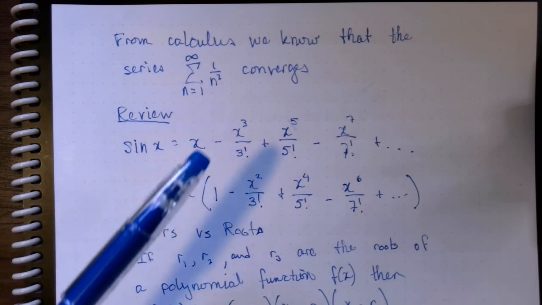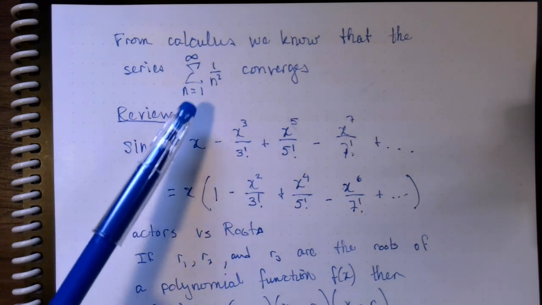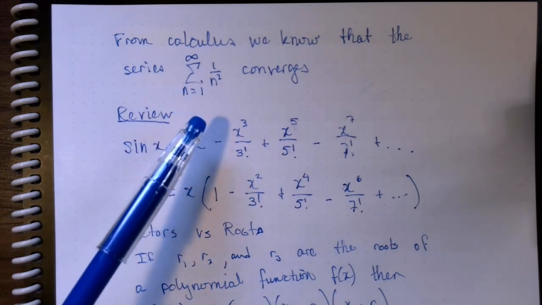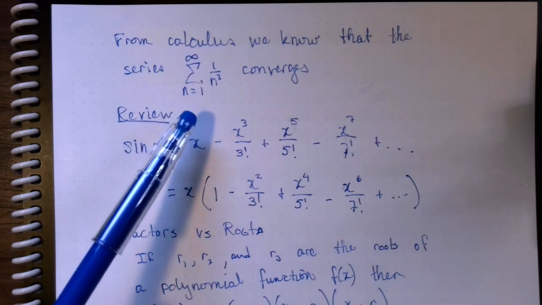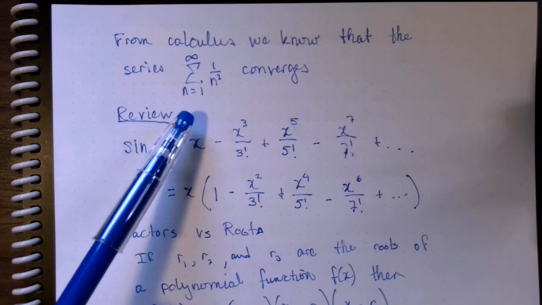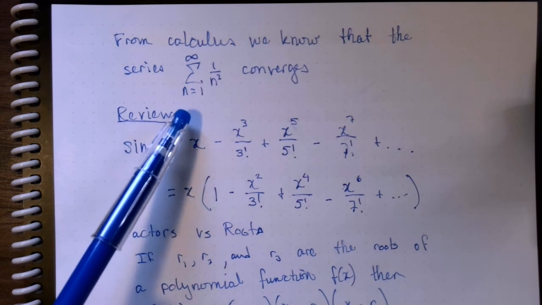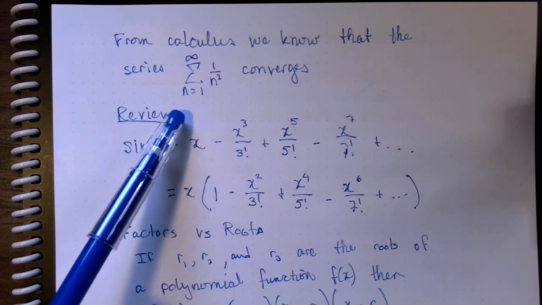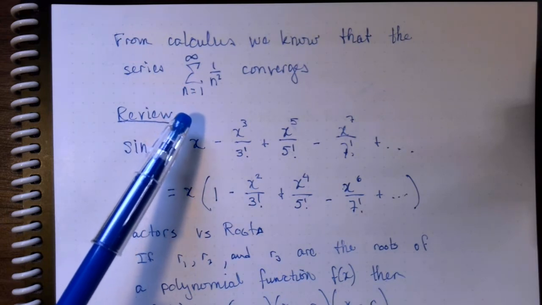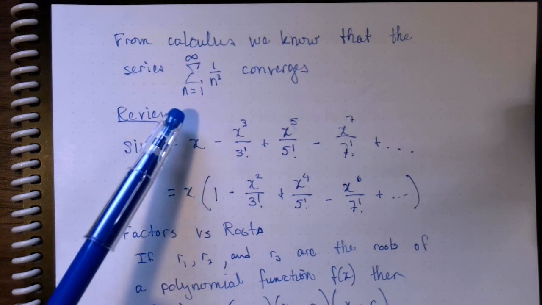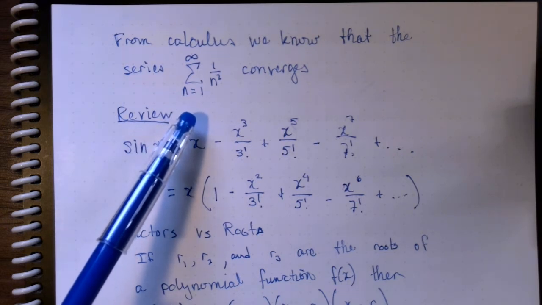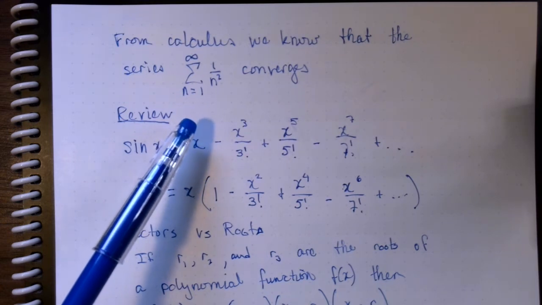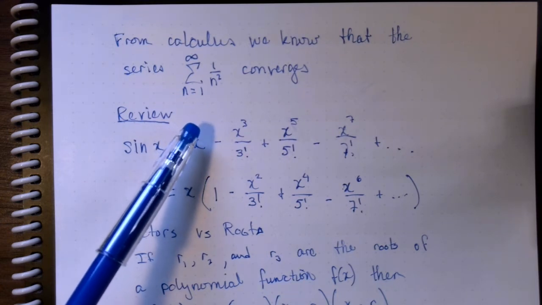So from our work with calculus, we know that this series converges. There's a couple of tests you could do that will confirm this. You could use the integral test and integrate the function 1 over x squared from 1 to infinity and see that that is a finite improper integral, and that'll tell you the series converges. You could also use the p-test. So either way, we get that the series converges.